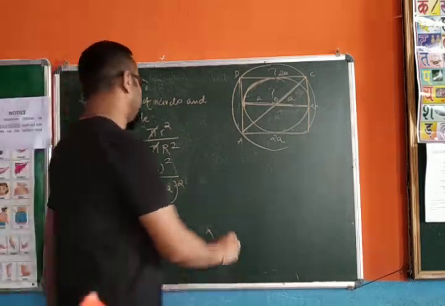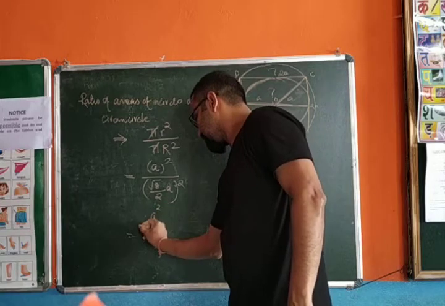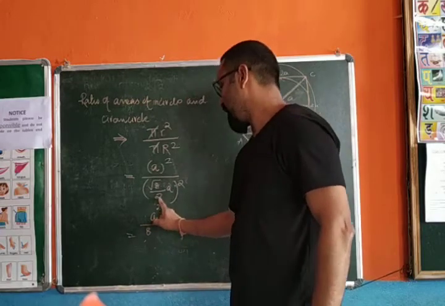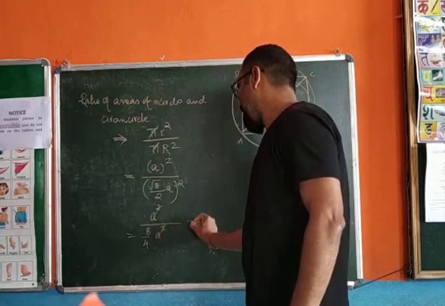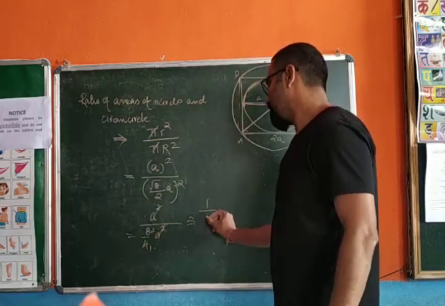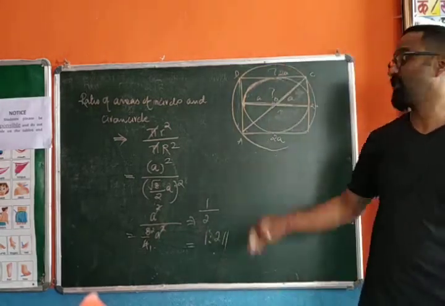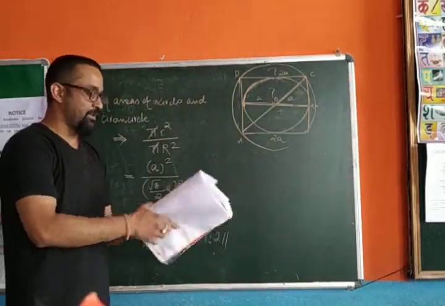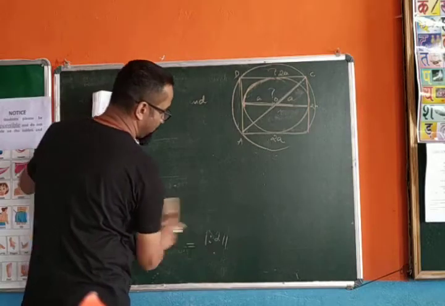Look at the simplification. So what do we do? We write A square as this. Square of root 8 is 8. Square of 2 is 4. A square cancels. In the numerator, it's 1. Cancel this 1, 2 times. So you are left with 2. Ratio is 1 is to 2. This is the ratio of the areas. Please go through this question. It doesn't have any values, but still we can solve by assumption.